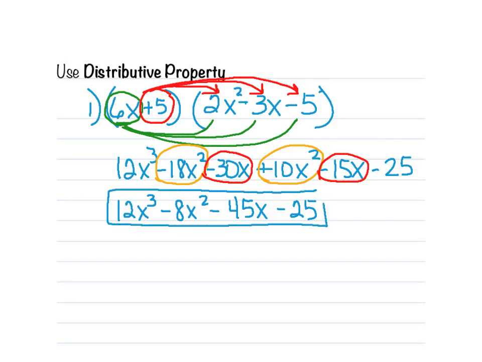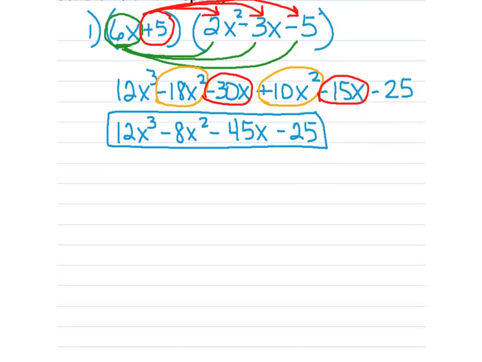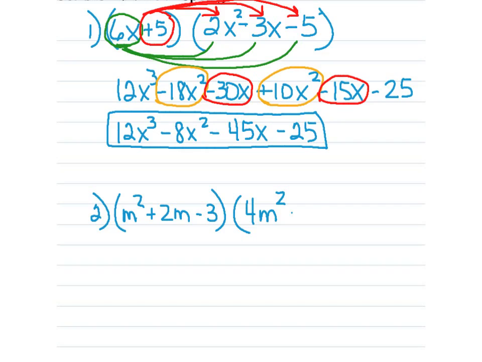Okay, number 2. Remember, we will distribute each term in one polynomial to each term in the other. Okay, this time let's multiply 2 trinomials. We have m squared plus 2m minus 3 times 4m squared minus 7m plus 5.